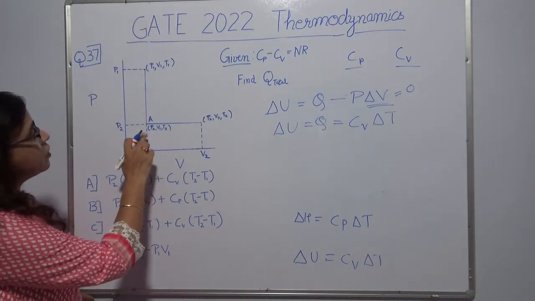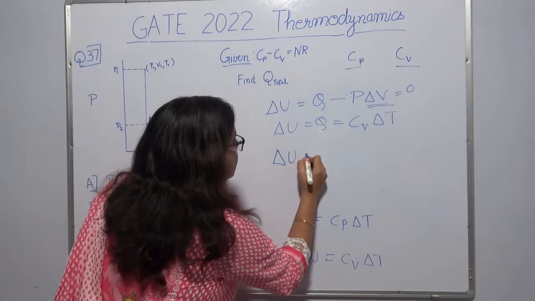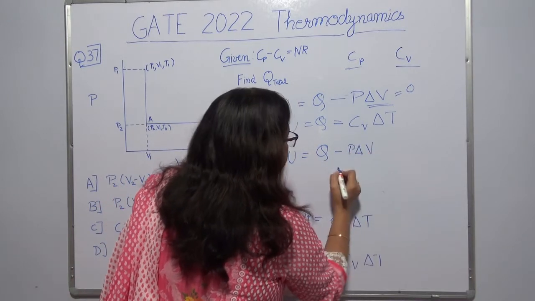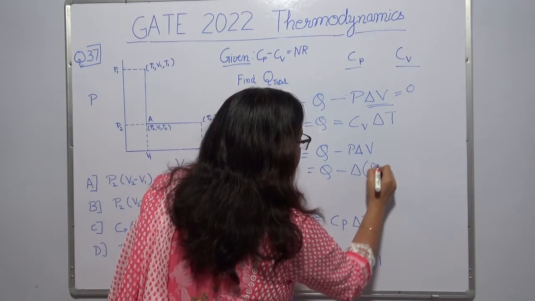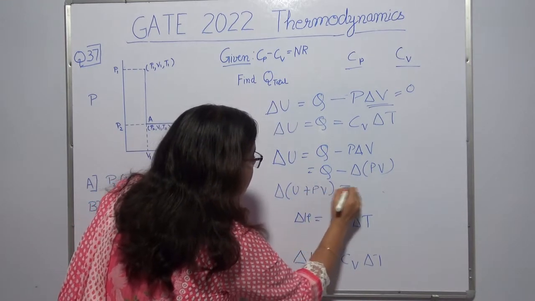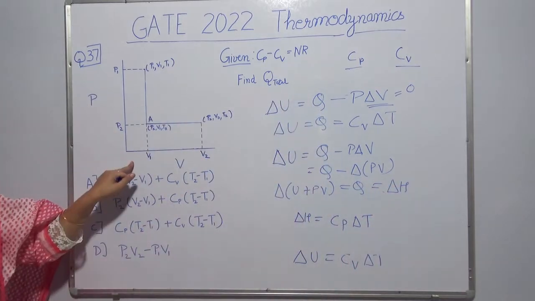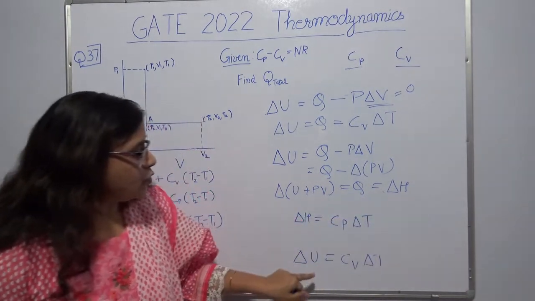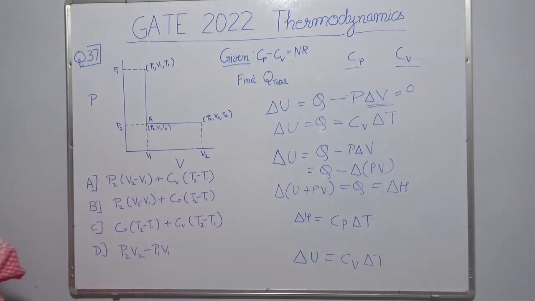Now let's see the constant pressure process. In a constant pressure process, again delta U is equal to Q minus P delta V. P is a constant, so I can take it inside and write delta of PV. Take it on that side, you end up with U plus PV equal to Q, which is nothing but your delta H. So for a constant pressure process, your heat transfer is equal to delta H, and delta H you can calculate as Cp delta T. So these are the two things which we are going to use.